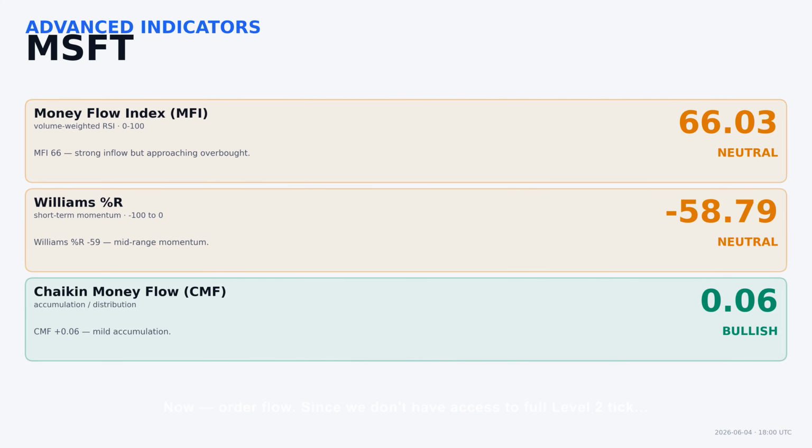And to round out the indicator suite, 3 more advanced reads. Money Flow Index, the volume-weighted RSI, reads 66, signal neutral. Williams %R is at 59, neutral. Chaikin Money Flow reads 0.06, bullish. Together, these 3 confirm whether the volume's actually backing the price move or whether it's just speculative noise.